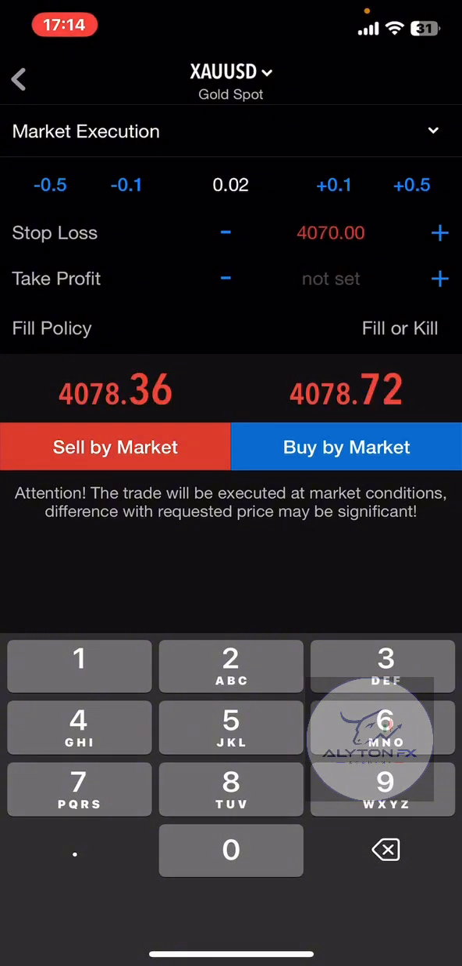The next thing is to set our take profit. Since the market is at 4078, I'll be setting my take profit at 4085. This means that if the market reaches 4085, we are going to close on a take profit at 4085. The last thing is to enter your trade. In this example, I'll be using a buy market order. I'll be buying this XAUSD. The last thing is to click on buy.